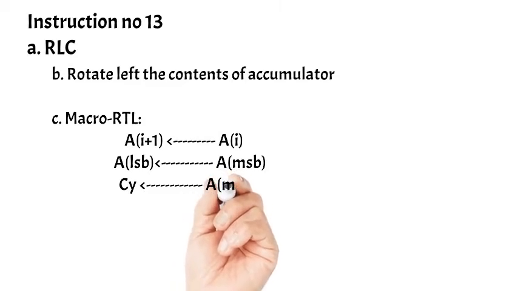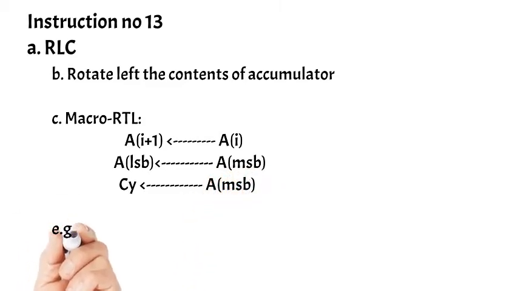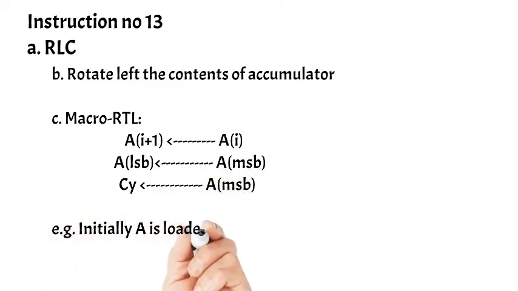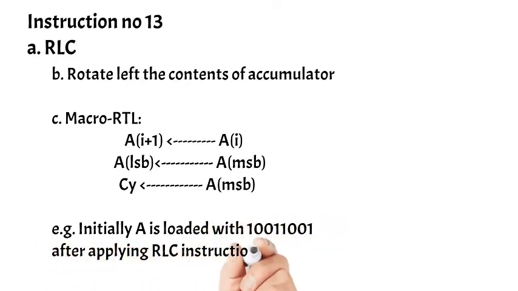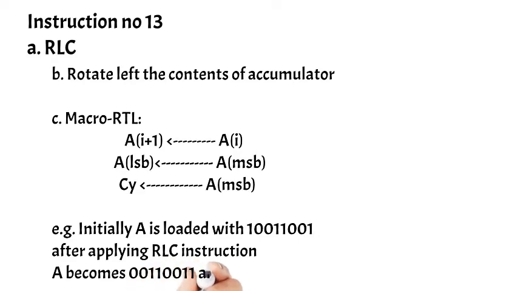The least significant bit will become the second least significant bit. The second least significant bit will become the third least significant bit, and so on. Also, carry will be loaded as per the MSB. You can see the example here, and after applying the RLC instruction, all the bits are rotated left by 1, and the carry holds the most significant bit.